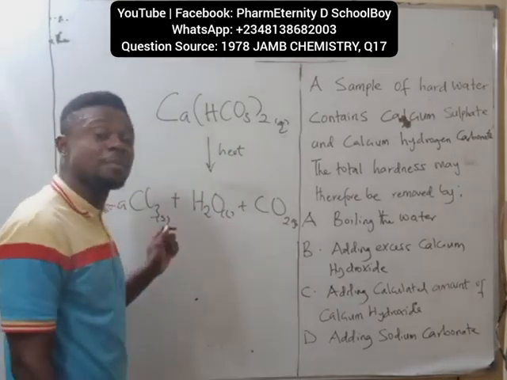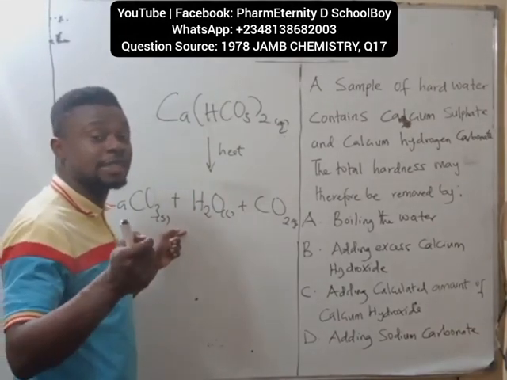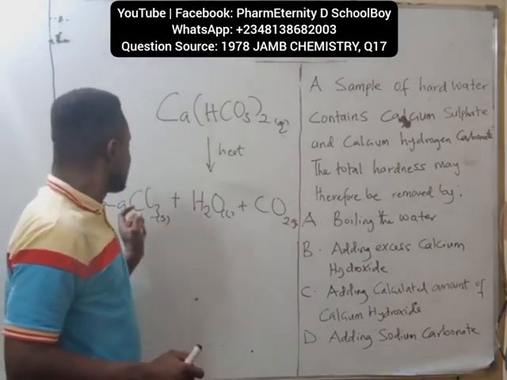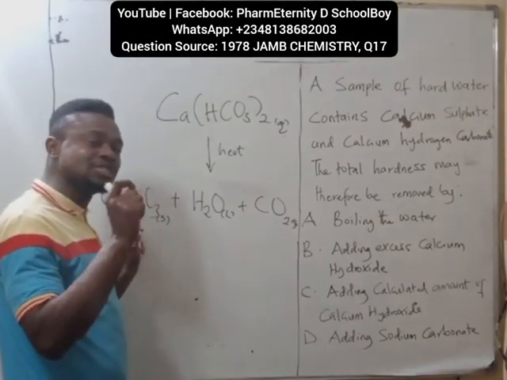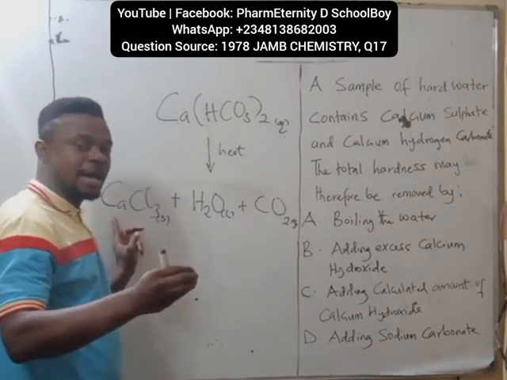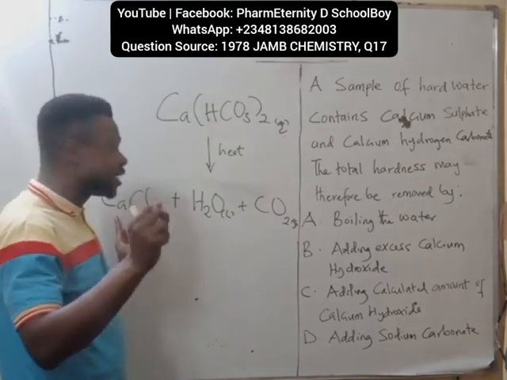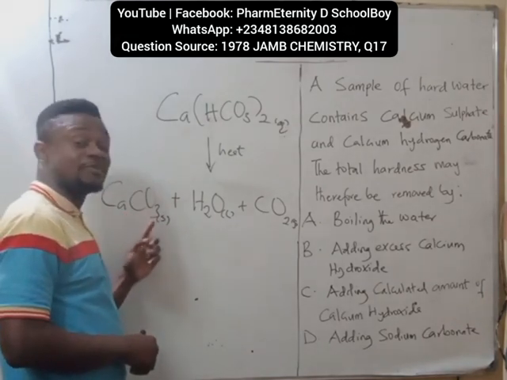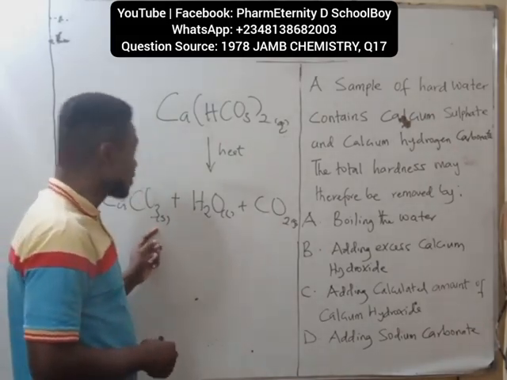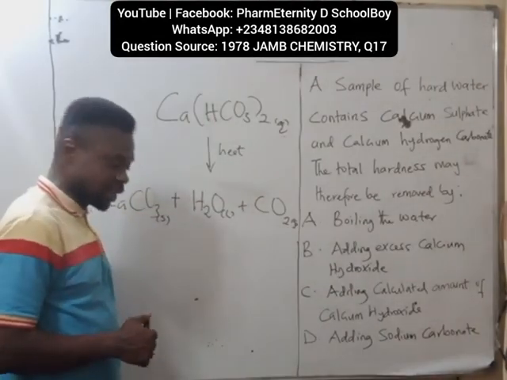This is what you experience when you are boiling water with your boiler. If you boil a temporarily hard water, you notice that sometimes you see some fur-like layer on the boiler after you must have done with the boiling. They will deposit on the boiler. That thing that deposits on the boiler is calcium carbonate. So that's what happens when you boil a temporarily hard water. So with this now, you have removed the hardness from the water.